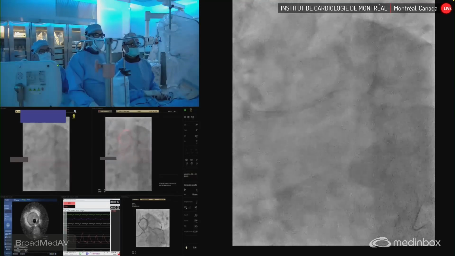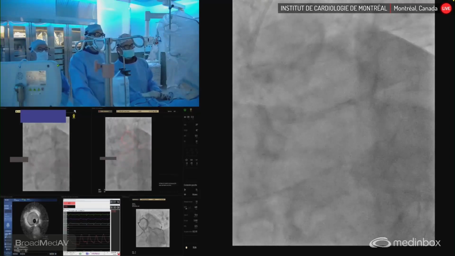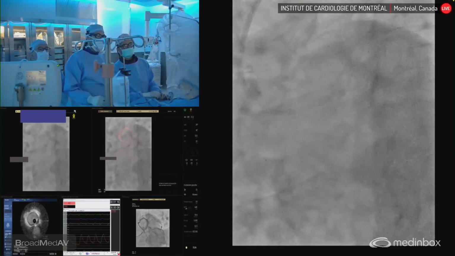And we're using the roadmap of the Philips room with the roadmap, which is quite interesting sometimes to help us.